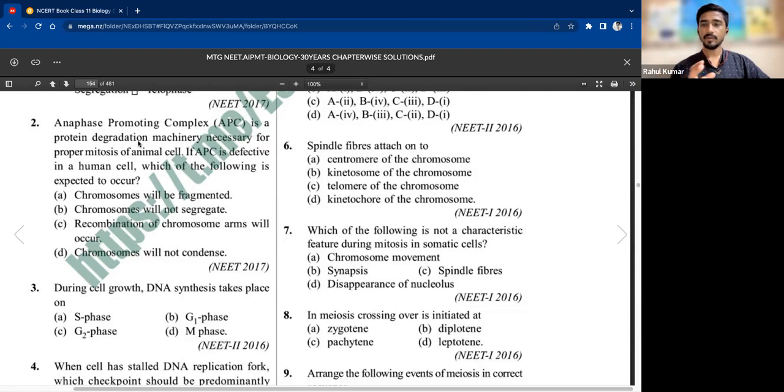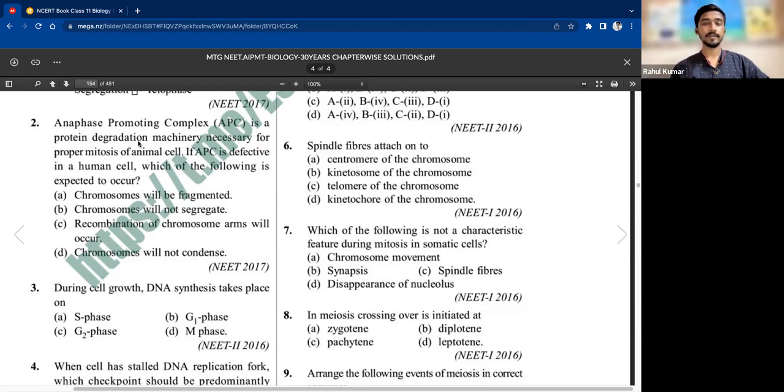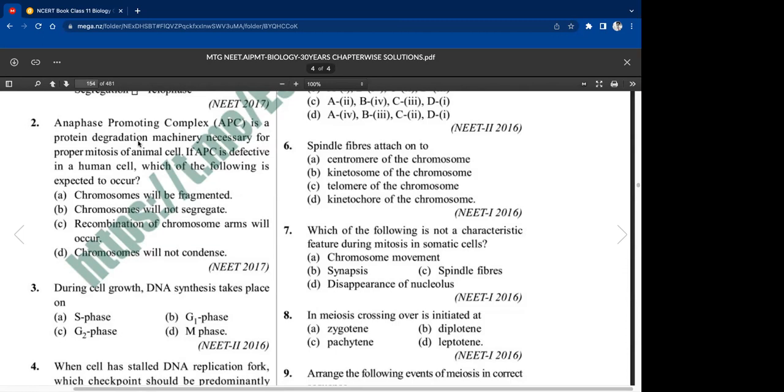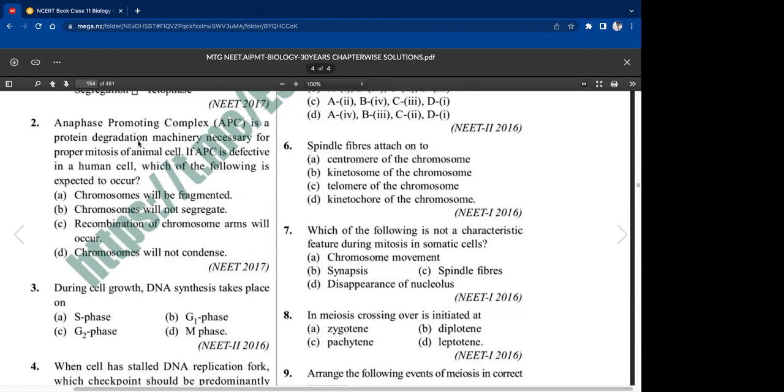So if anaphase promoting complex is defective, then anaphase is not happening. So what will happen? What does anaphase do basically in one line? That's not the right answer, by the way, because focus on what anaphase is. Where does it come? Prophase, metaphase, then comes anaphase. What happens in anaphase? Segregation of chromosomes, right? Then why have we chosen that chromosomes will not condense? Condensation has nothing to do with anaphase, right? What will be the right answer? B. You understand, Aisha, why B is the right answer?